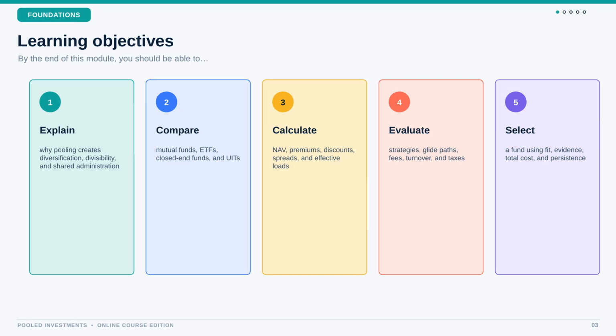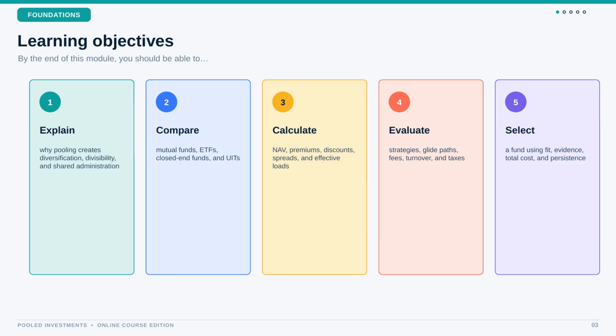By the end of this module, you should be able to do 5 things. First, explain why pooled investment vehicles create value through diversification, divisibility, administration, and professional management. Second, compare open-end mutual funds, closed-end funds, ETFs, and unit investment trusts. Third, calculate net asset value and distinguish NAV from a market price, premium, discount, and bid-ask spread.